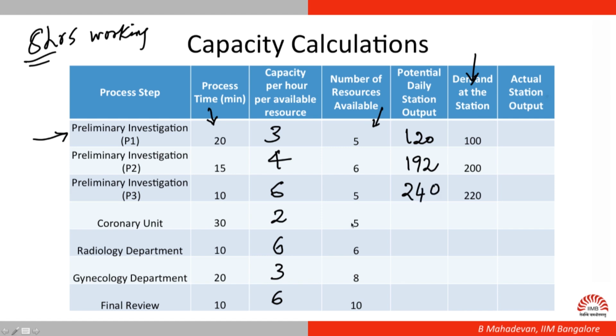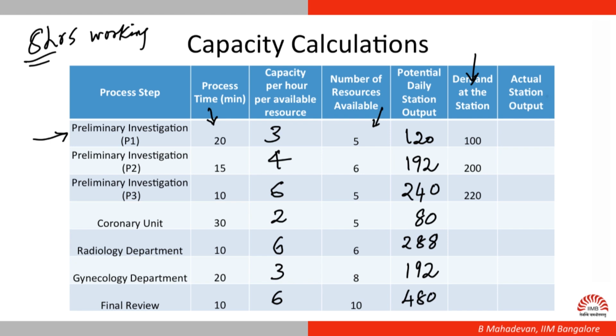Coronary unit is 5 into 2, 10 times 8 hours, that makes it 80. Radiology department is 6 into 6, 36 and multiplied by 8, which makes it 288. And gynecology department 3 per hour, there are 8 resources, which makes it 24. Again multiplied by 8, you get 192. And finally, you have the final review, 6 into 10 is 60. Again multiplied by 8 hours, you get 480. So, now we have found the station output with respect to each station.